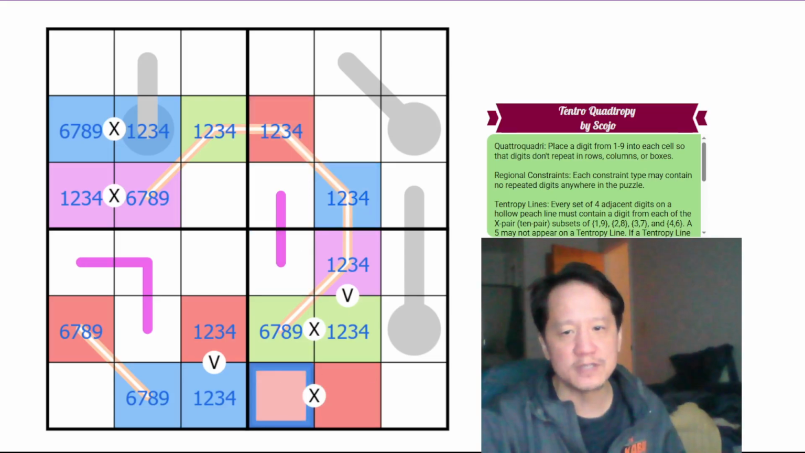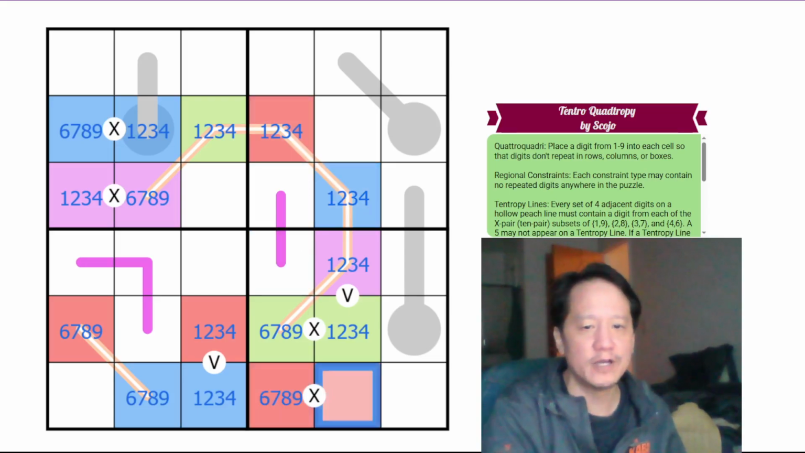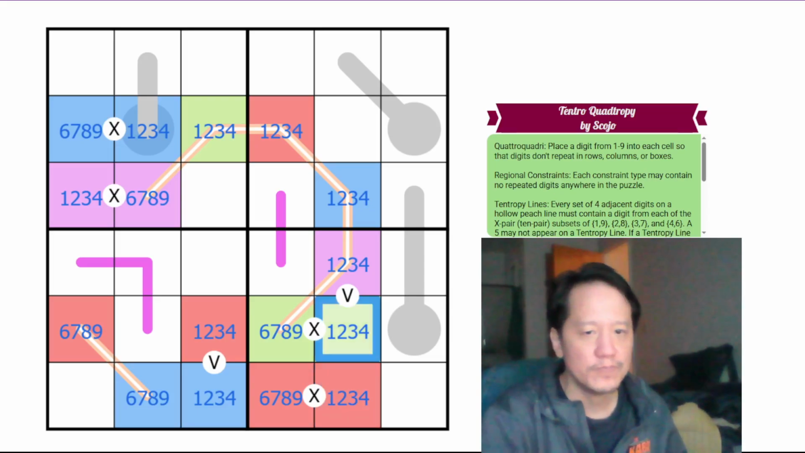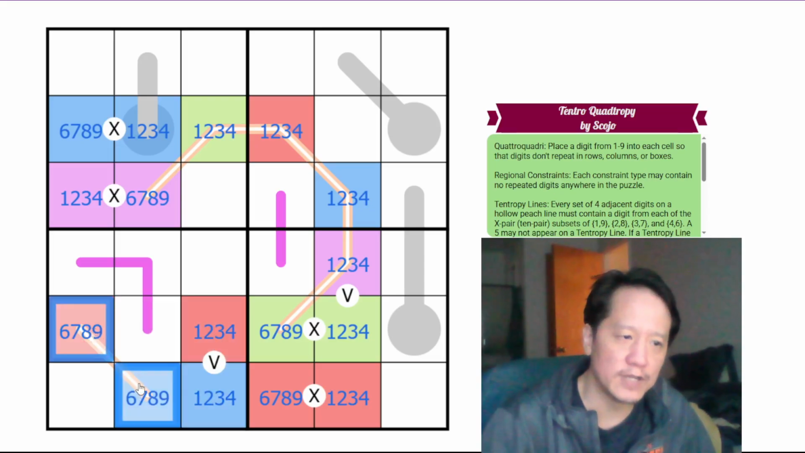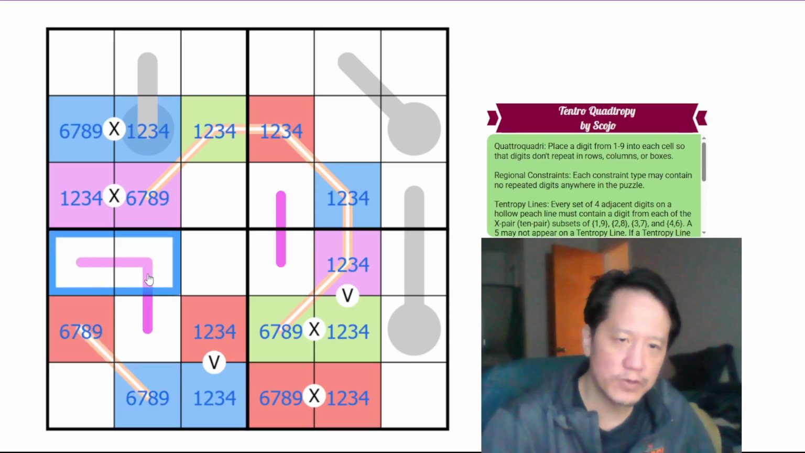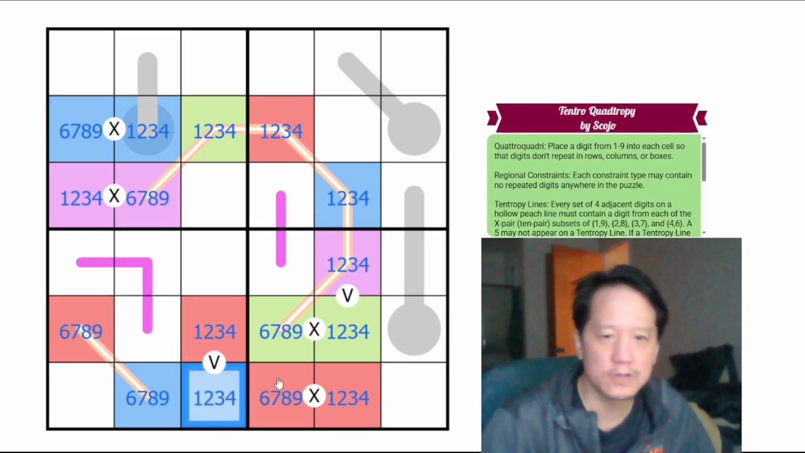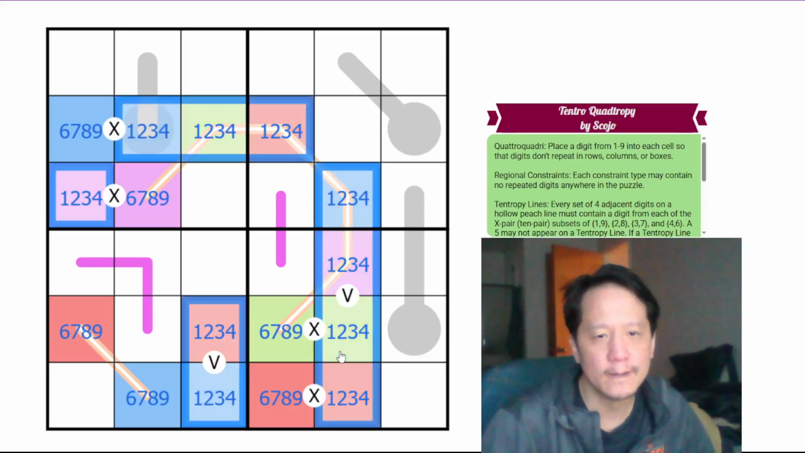Low red means this can't be low red here. This is high red, this is low red there. If, again, this was 2, 3 as a pair, that would force this to be 7, 8 as a pair. And then, well, we could have this Renban, 4, 5, and 6, that does work. Huh.